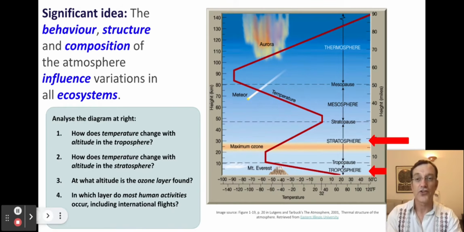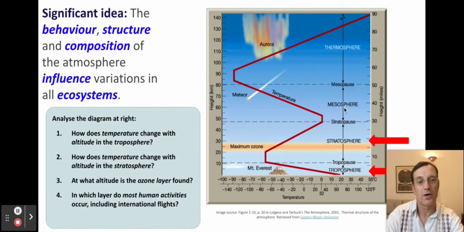Okay, the structure of the atmosphere. The diagram you see here shows the troposphere, tropopause, the stratosphere, stratopause, mesosphere, mesopause, and thermosphere. In all my years of teaching ESS, I've never seen detailed questions about the structure of the atmosphere unless they're accompanied with a diagram like this.